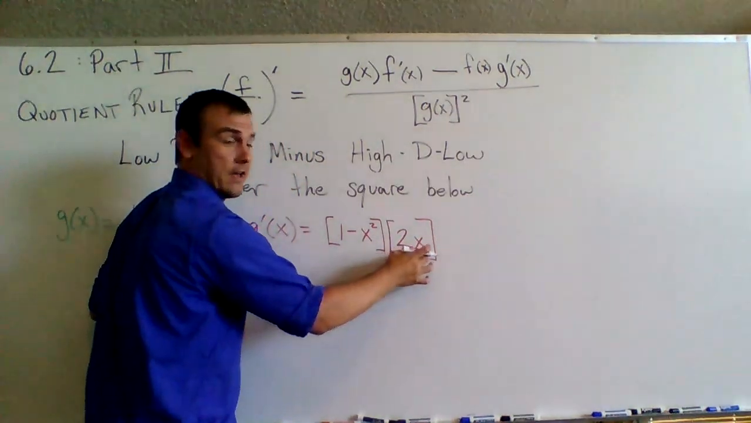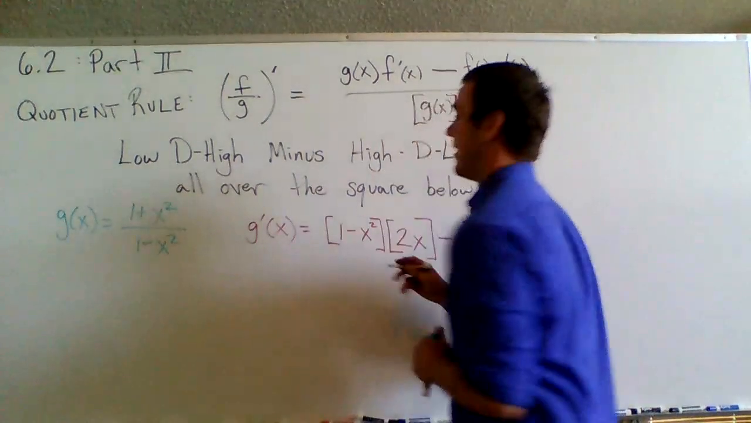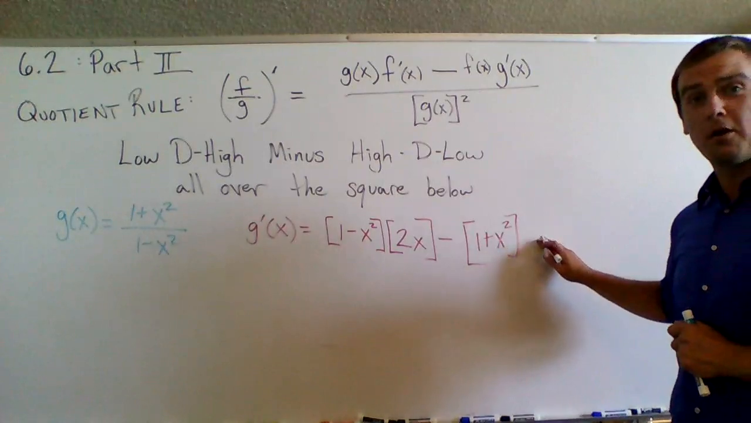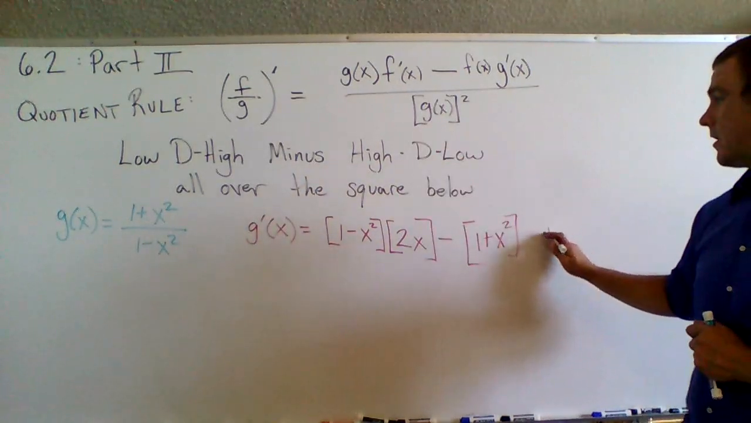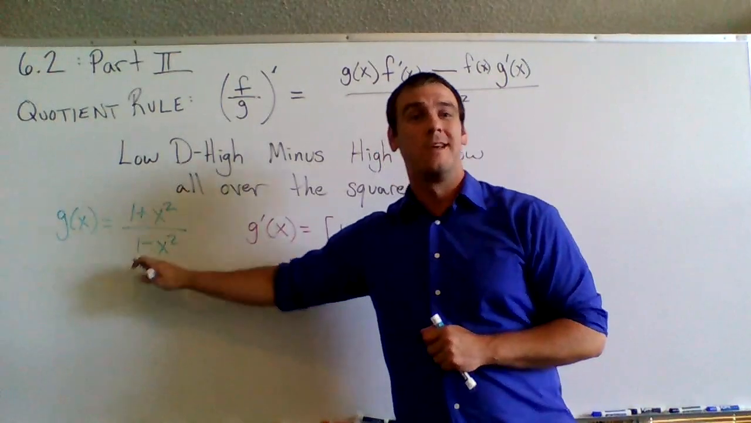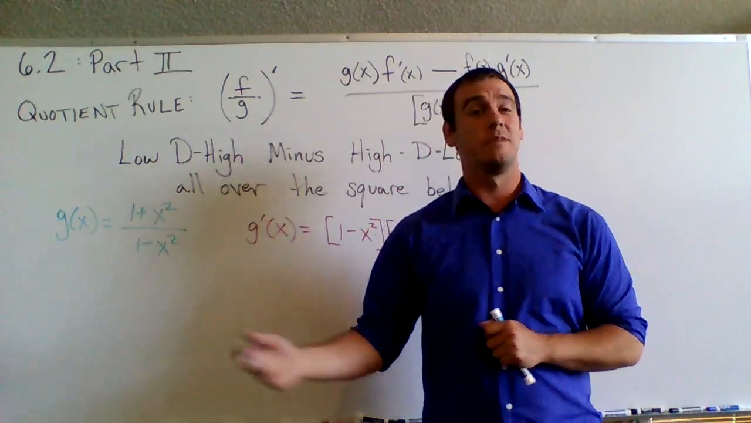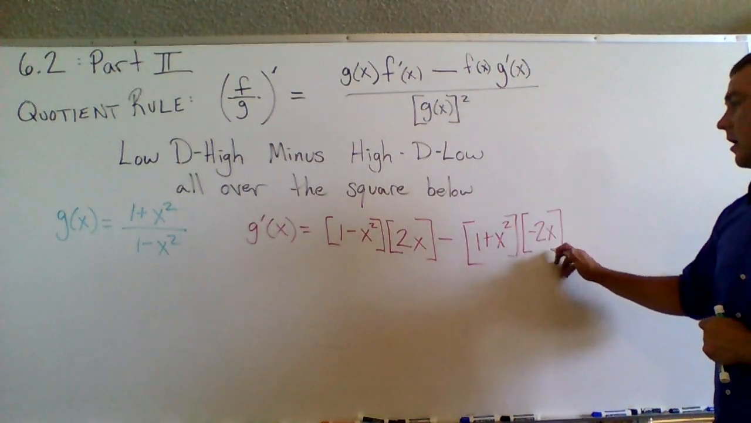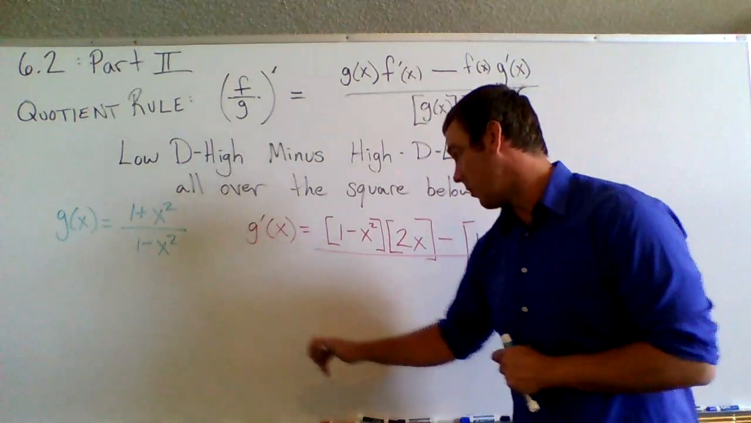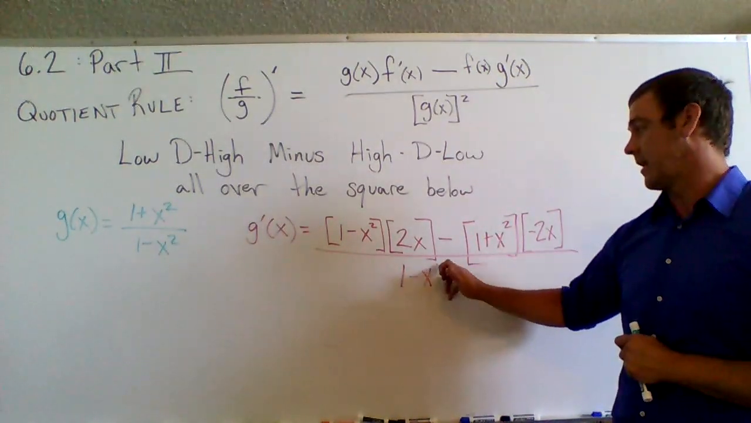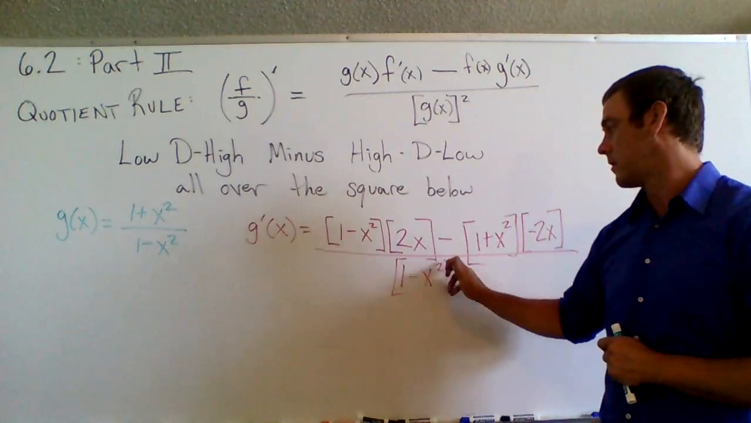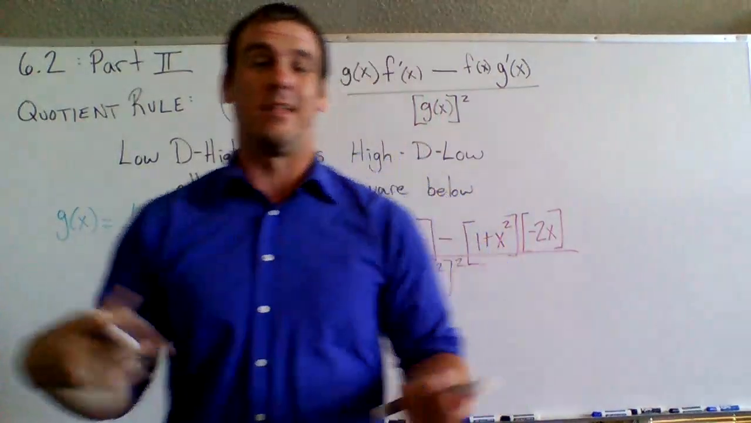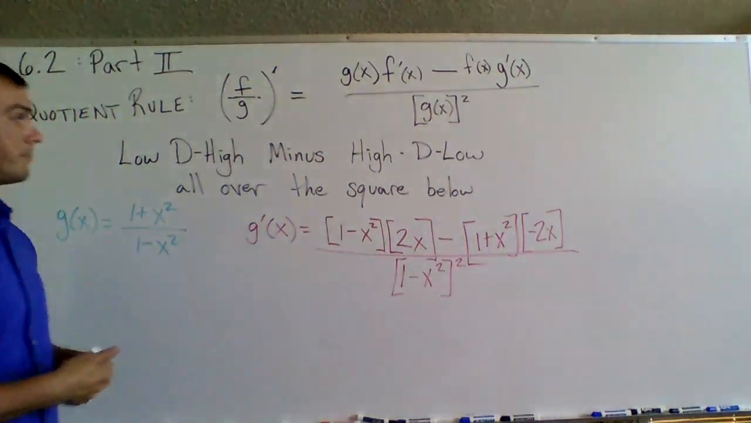Low d high minus high, 1 plus x squared, d low, so the derivative of the bottom. So here the derivative of 1 is 0. Derivative of negative x squared is going to be negative 2x. All over the square below, and yes, you need to write this every single time. Okay, so guys, all you're going to do is copy that bottom equation over and then just put it in brackets, square it, and you're good.